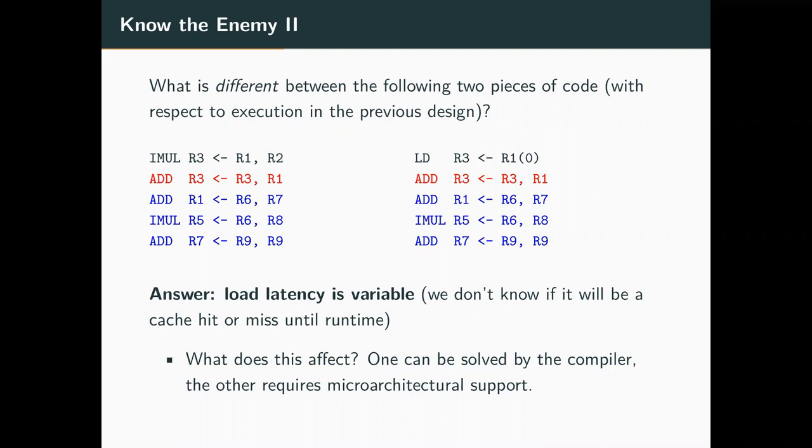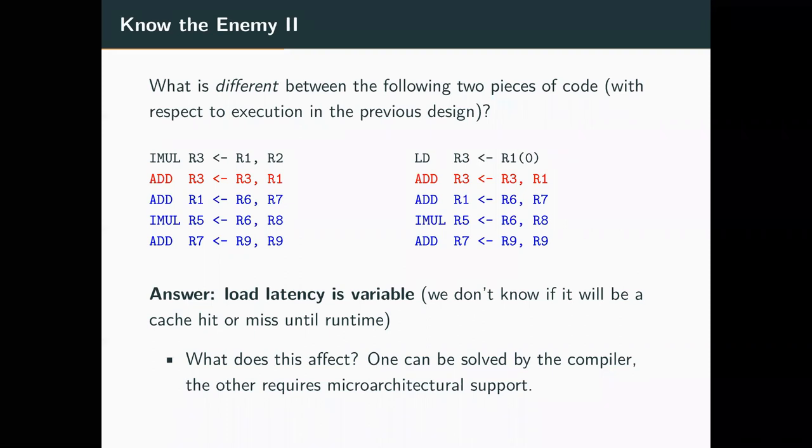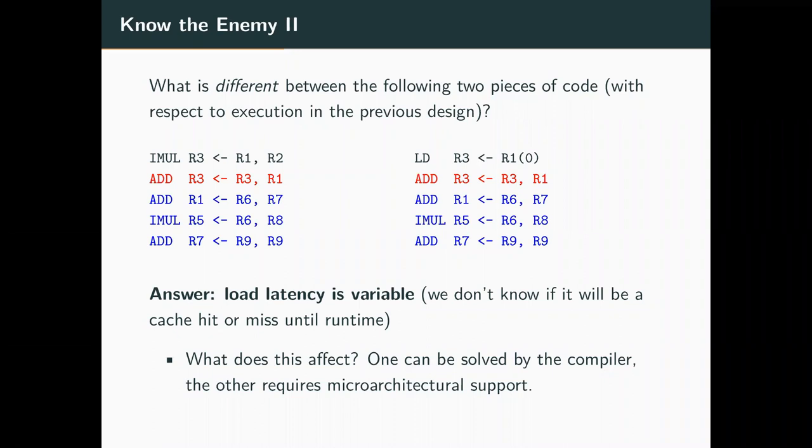But the compiler doesn't know whether or not you're gonna get a cache hit or a cache miss. So it can't solve this runtime problem that we have. So what do? Well, if we need something at runtime, let's build it into our architecture. And that's where this out of order execution idea comes in.